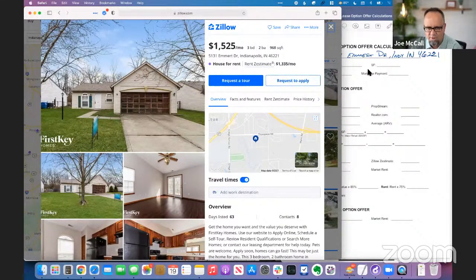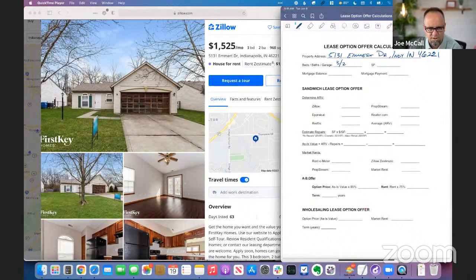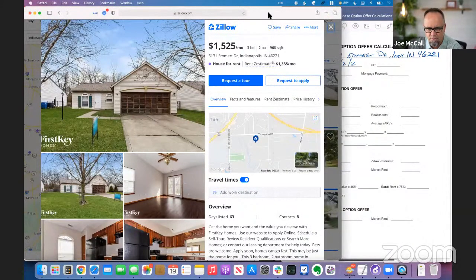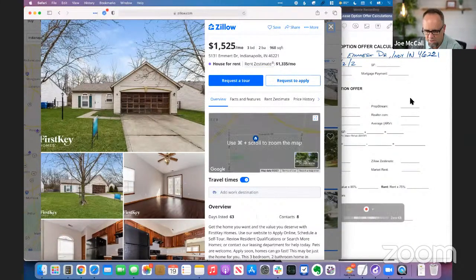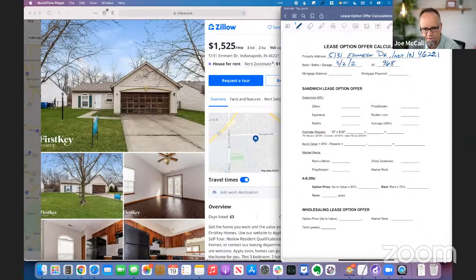This is a 3-bed, 2-bath, and it looks like a small 2-car garage. Square feet on this property is 968 square feet. Not huge. Mortgage balance, I don't know. Mortgage payment, I don't know. Don't need to know that yet. But when I'm talking to the seller, I'm going to try to find that out, right?